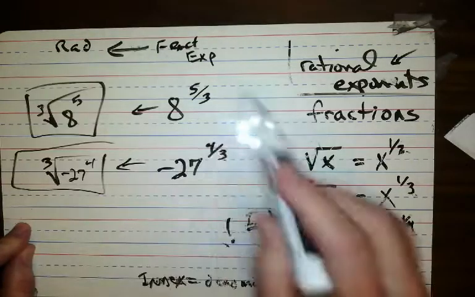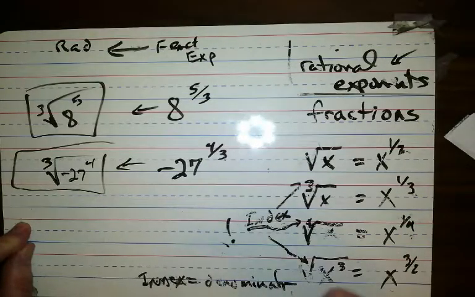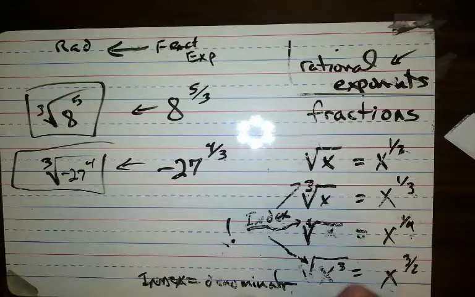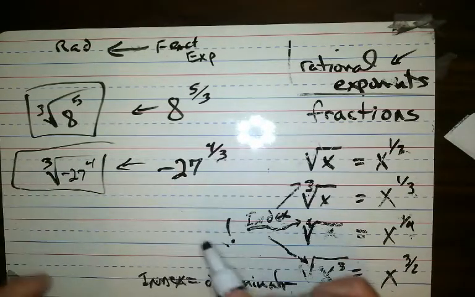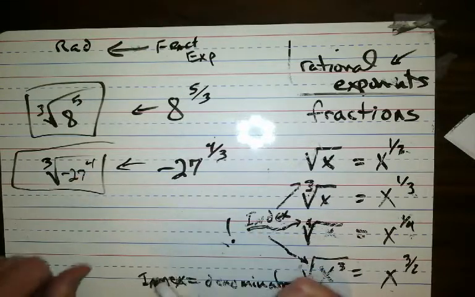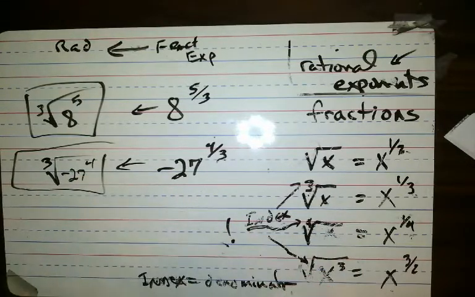When I'm done, whatever the denominator is, the bottom, is the index of the radical. The denominator is the index. The numerator goes inside, just like that. Yeah, everybody can do that.